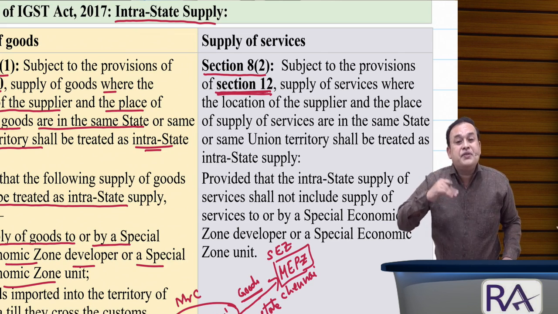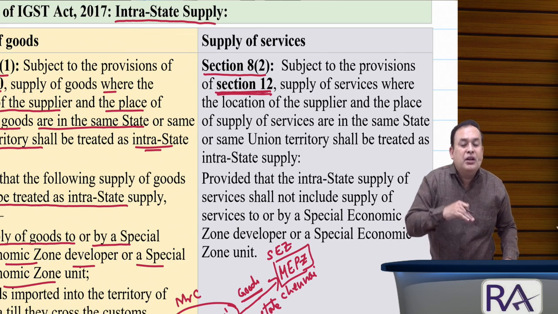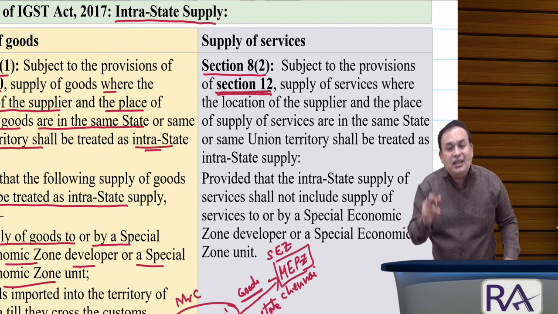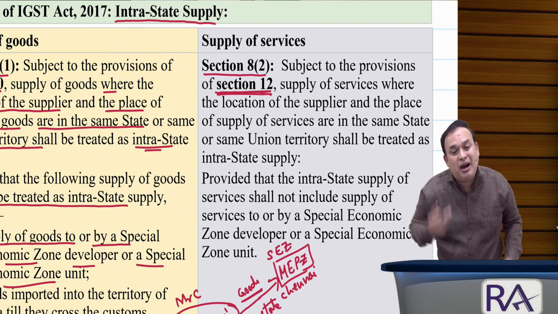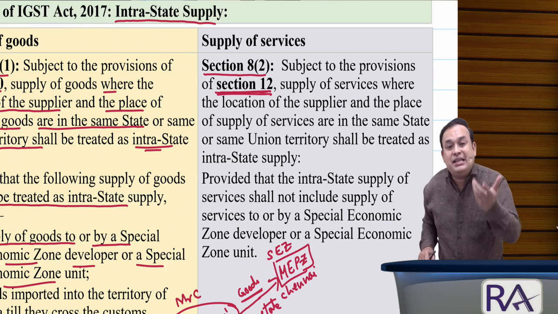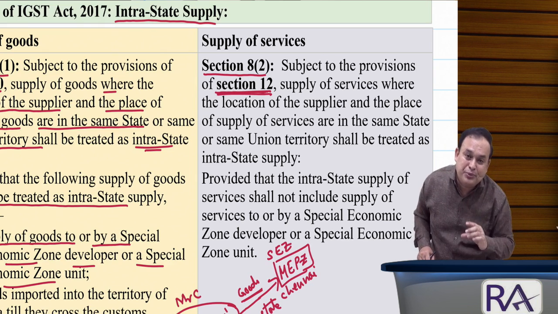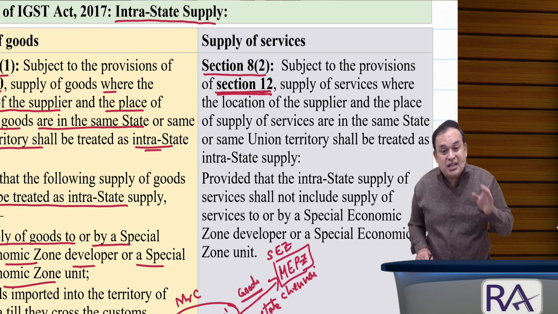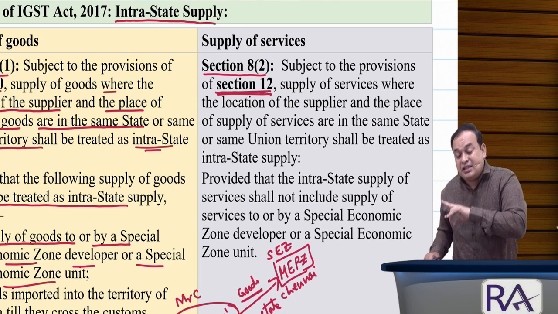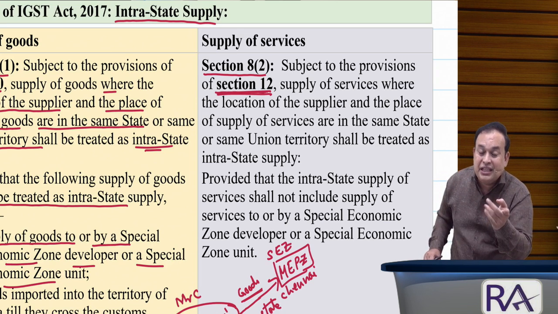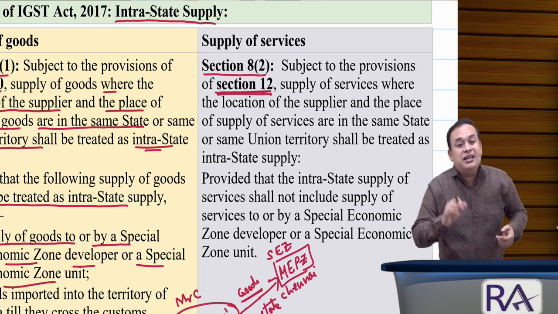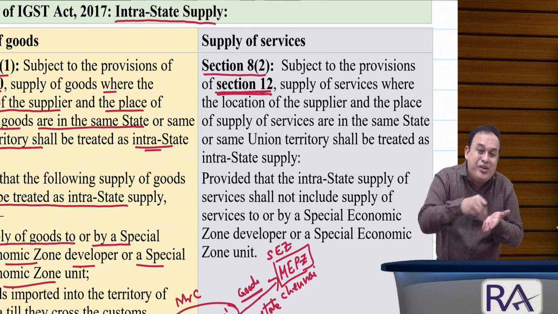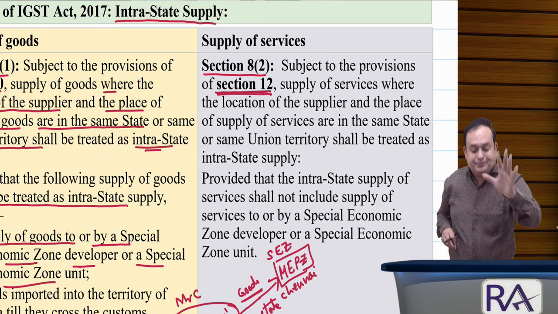The location of supplier is Mumbai, the place of supply is, for example, let us say Pune. In that case, the place of supply as well as the location of supplier are from the same state of Maharashtra. Then in that case, Section 8 subsection 2 of the IGST speaks, it is an intrastate supply of services. Got the clarity? So, Section 8 subsection 2 is subject to Section 12 of IGST, where the location of supplier of service and the place of supply of service are both in the same state or within the same union territory, then it is called intrastate supply.